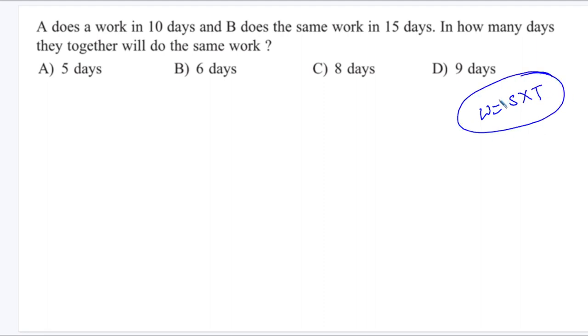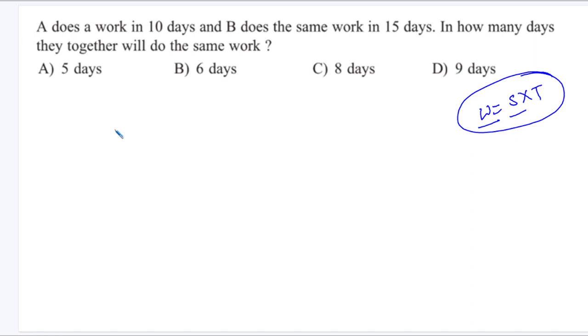I said you will be given two of the three things and you have to find the third, but here you have only one. Here you only have the number of days. You don't have speed, you don't have the amount of work to be done. So how to deal with this kind of problem? Please understand what we are supposed to do.